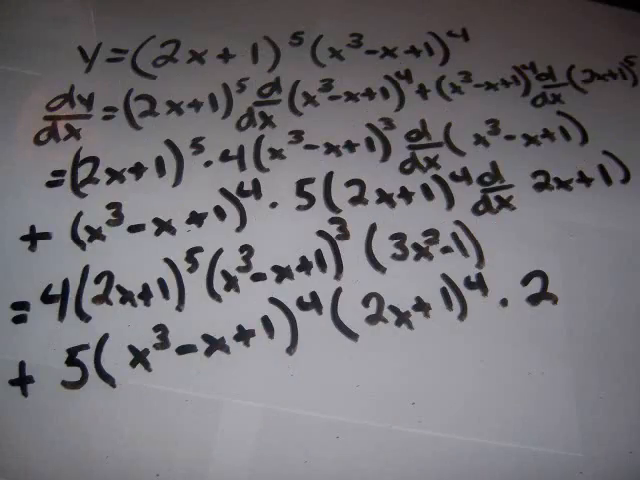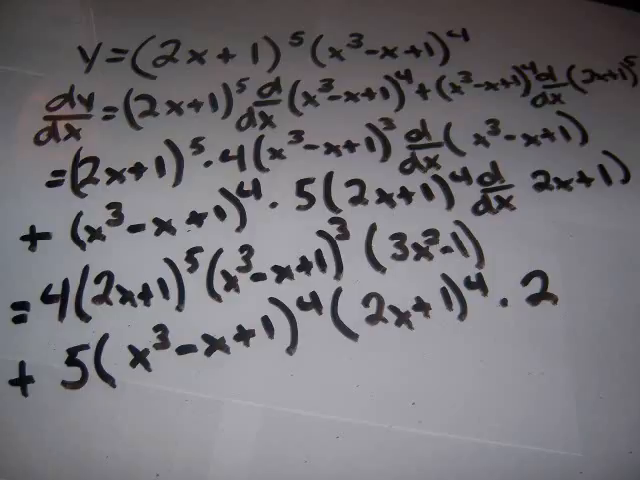Now we will differentiate y is equal to 2x plus 1 to the 5th power times x cubed minus x plus 1 to the 4th power. In this example, we must use the product rule before using the chain rule. Therefore, dy over dx is equal to 2x plus 1 to the 5th power times the derivative of x cubed minus x plus 1 to the 4th power, plus x cubed minus x plus 1 to the 4th power times the derivative of 2x plus 1 to the 5th power.